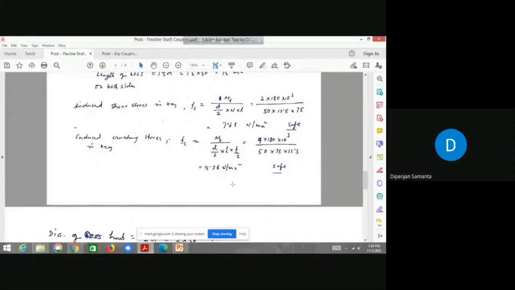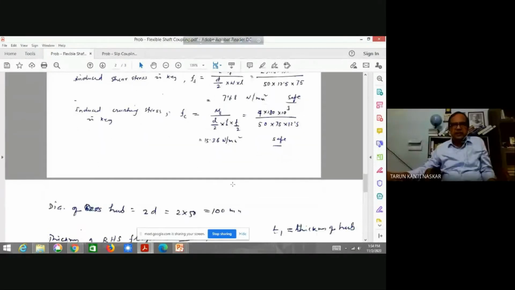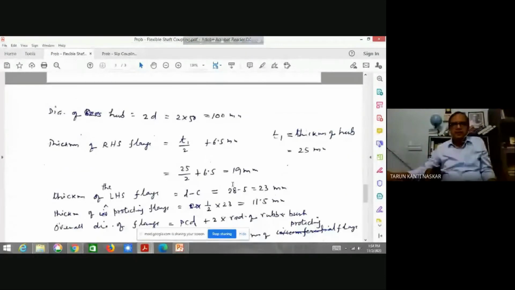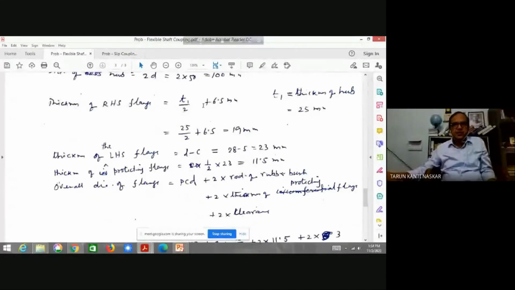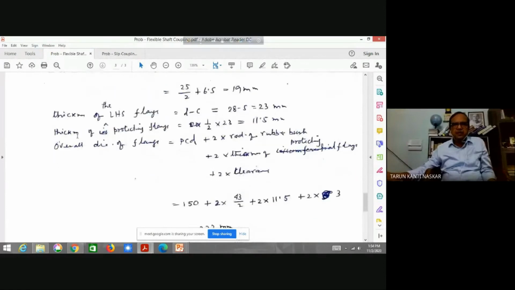Yes sir. Okay, then the diameter of the hub, that is from the empirical relation 2d, so 100 millimeter. The thickness of the right hand side flange is from the empirical relation, and the thickness of the LHS flange is also from the empirical relation, L minus C. Now the thickness of the protecting flange is half into the thickness of the LHS flange. So these are from empirical relations.